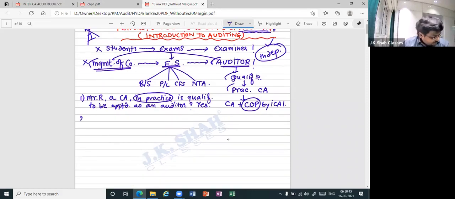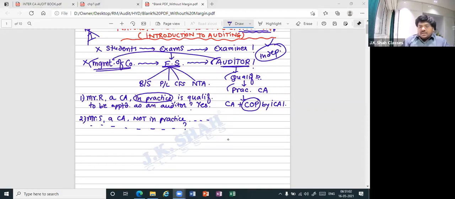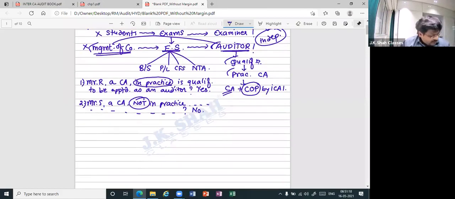Okay, second one. Mr. S, a chartered accountant not in practice, other things remaining the same, is qualified to be appointed as an auditor. Your answer? Is he qualified? No. Why? Correct. Because he is not in practice. When I say he is not in practice, it means he is a CA, but is he holding a COP? No. So can he do audit? No. So is he qualified? No. Correct.